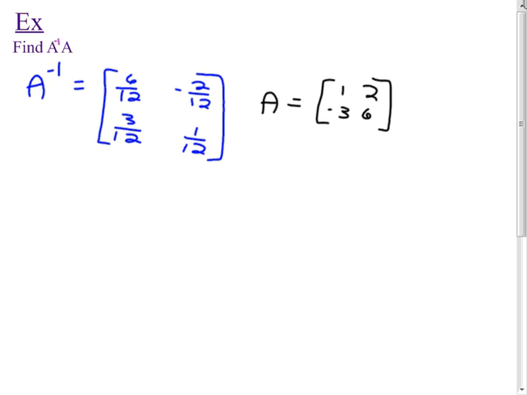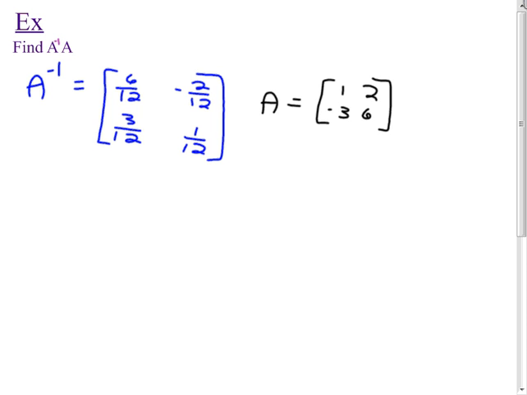So that takes me to this page here. I want to find the inverse of A times A. First off, can I multiply those 2 together? 2 by 2 matrix times 2 by 2 matrix. The inside's the same. The outside is the result. So yes, I can. It's going to be a 2 by 2 as a result.